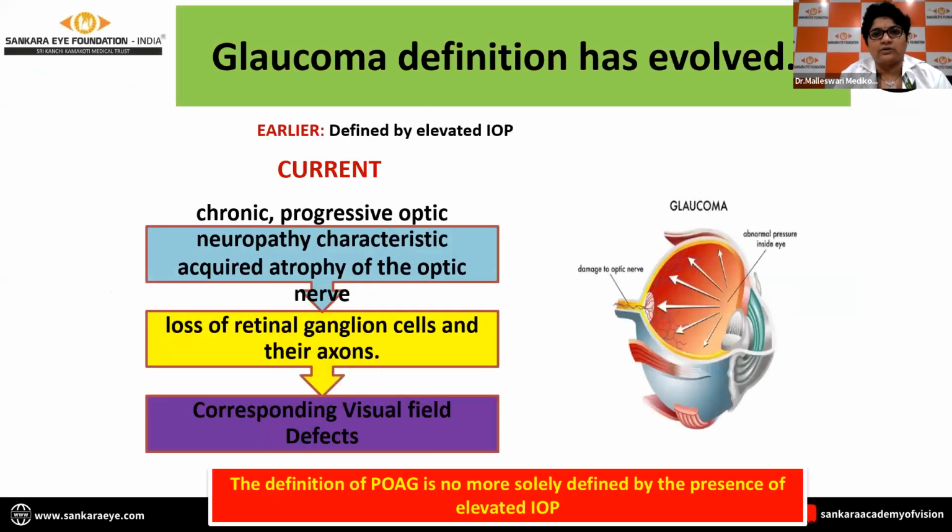Previously, glaucoma was defined as a chronic progressive optic neuropathy caused by elevated intraocular pressure. But the current definition is that the damage may be caused by either raised IOP or, in some patients, normal IOP also. So the current definition of glaucoma does not merely depend on the presence of elevated intraocular pressure. The definition of glaucoma has evolved through the years; it may be because of raised intraocular pressure or a normal intraocular pressure which can cause damage for that patient.